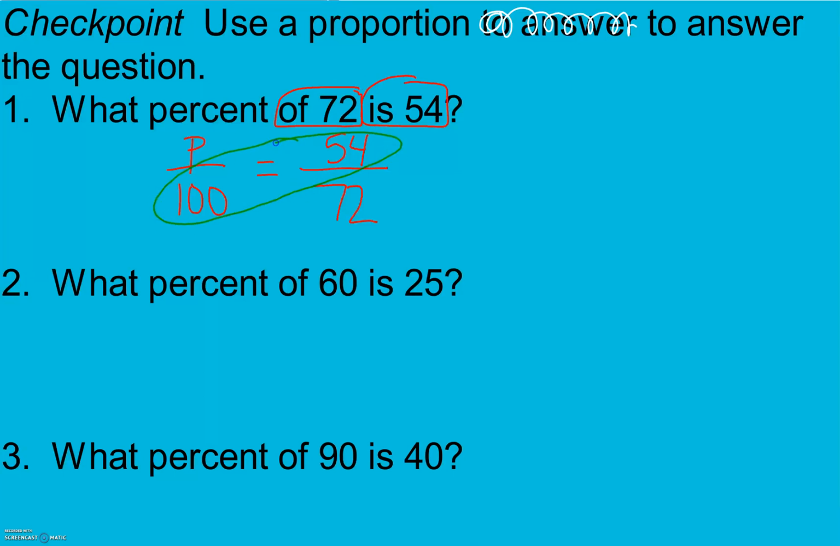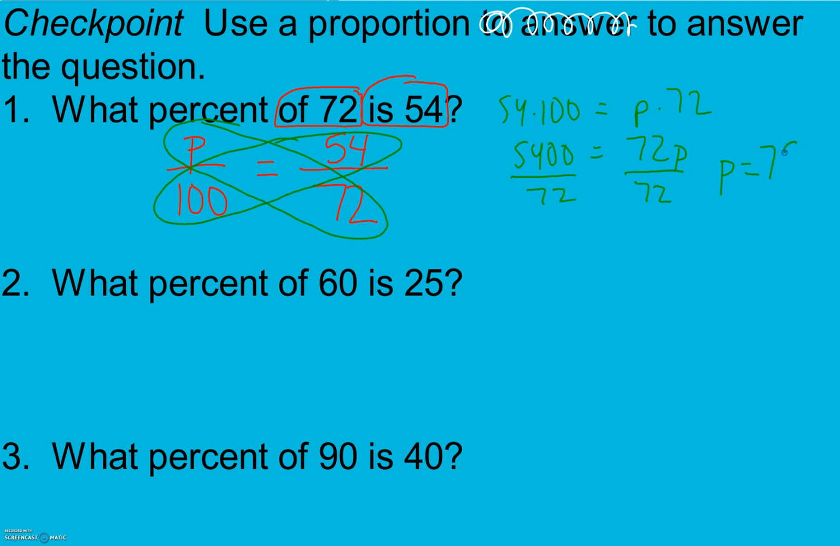Use our cross products here. 54 times 100 equals P times 72, which is 72P. Now, to get rid of our multiplication, we divide, and P is going to be 75. And since we're looking for a percent, we label it as percent.